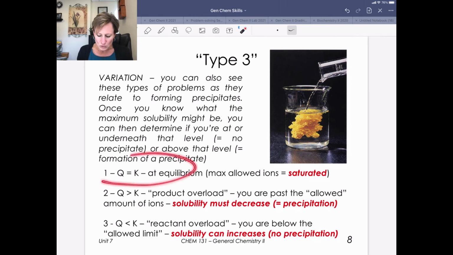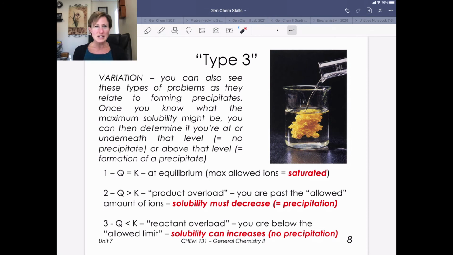If Q is equal to K, I'm going to be saturated. I've reached my limit. Okay? If Q is greater than K, I've exceeded my limit and precipitation is going to happen. If Q is less than K, I'm actually below my limit. I could put more salt in solution and still not be at my maximum capacity. So we are going to see Q versus K comparisons.